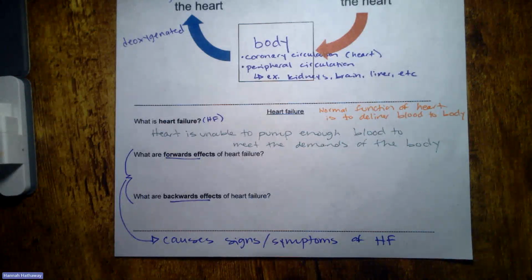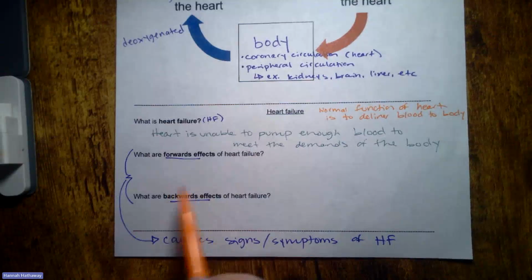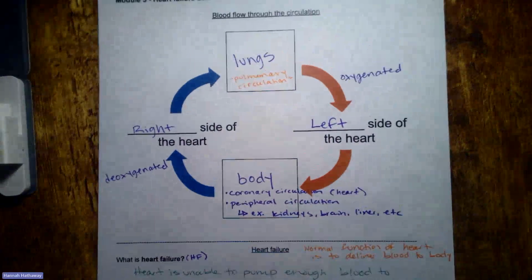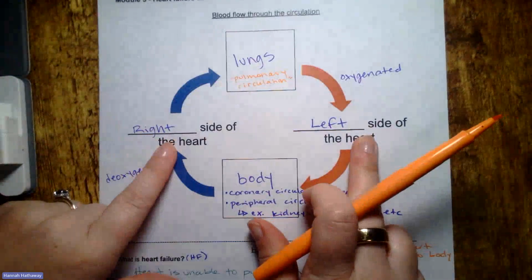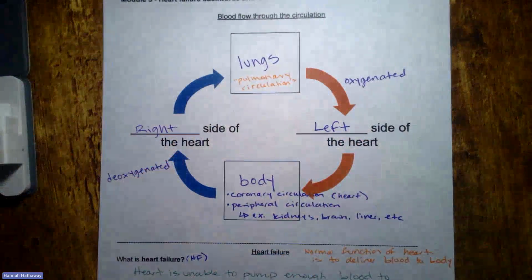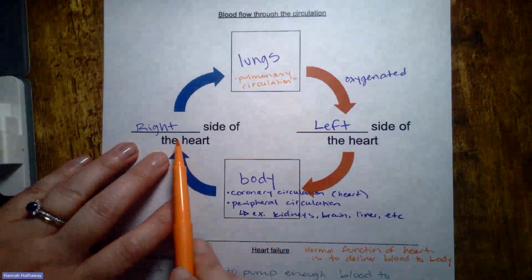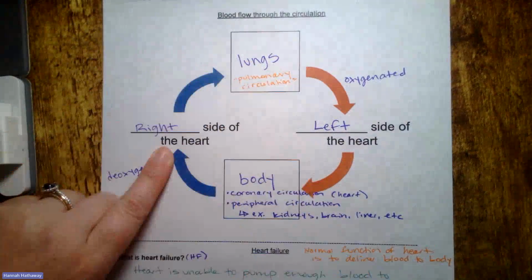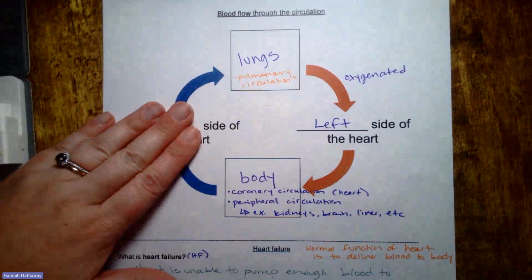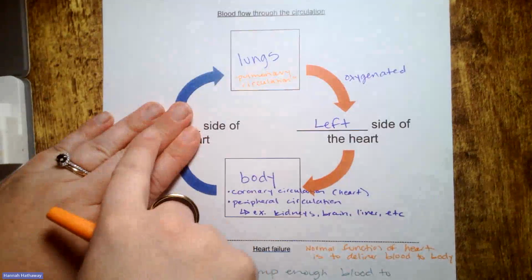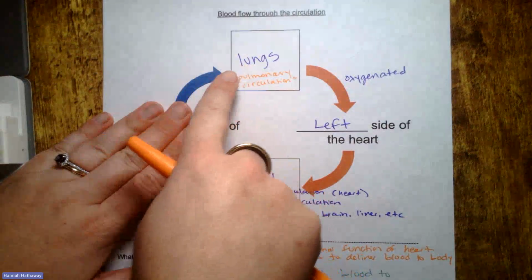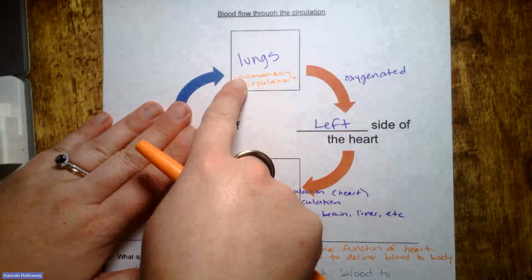So anytime the heart fails, sorry, let me take a step back. So let's go back and look at our little diagram here. So we have two sides of the heart. In heart failure, either one of them can stop working. So let's imagine the right side of the heart stops working. Well, normally the right side of the heart pumps blood to the lungs. If the right side of the heart stops working, it's not going to be able to pump blood to the lungs. So we're going to see essentially a lack of blood delivery to the lungs.